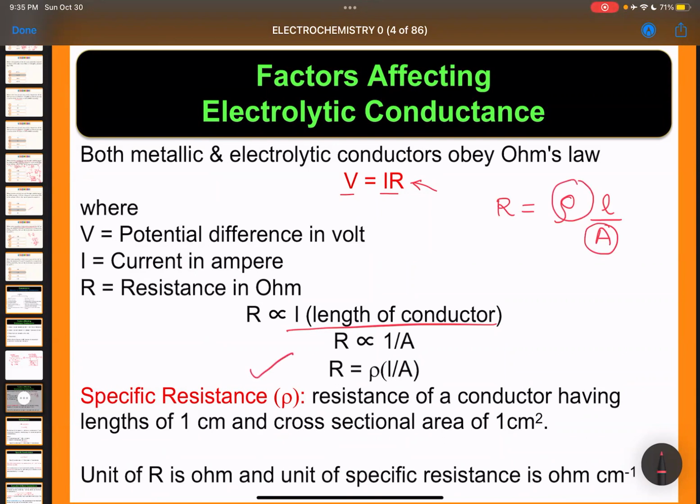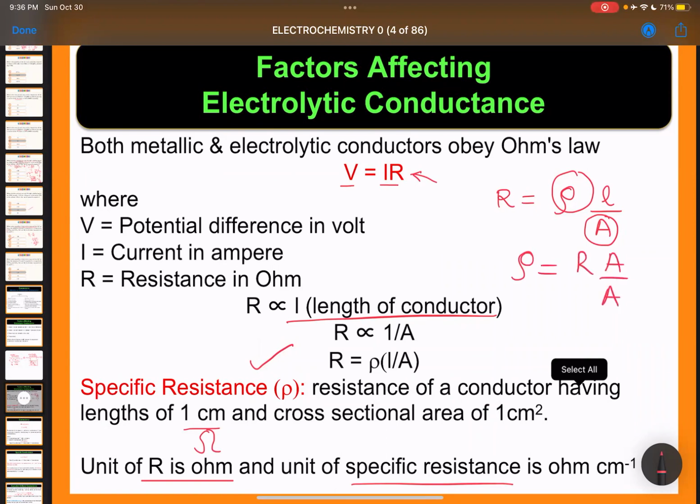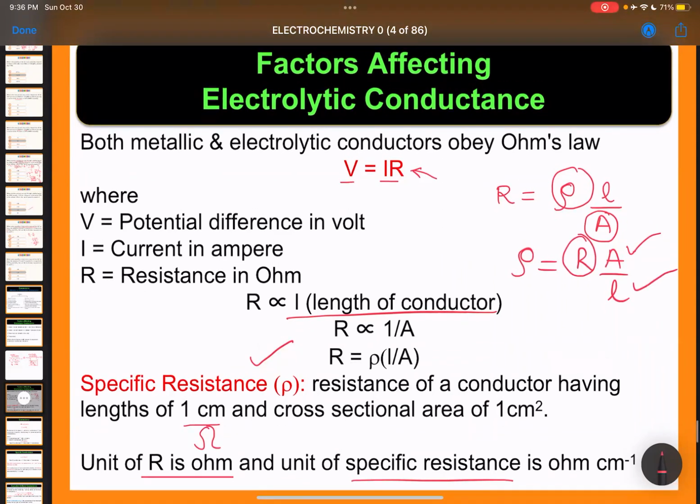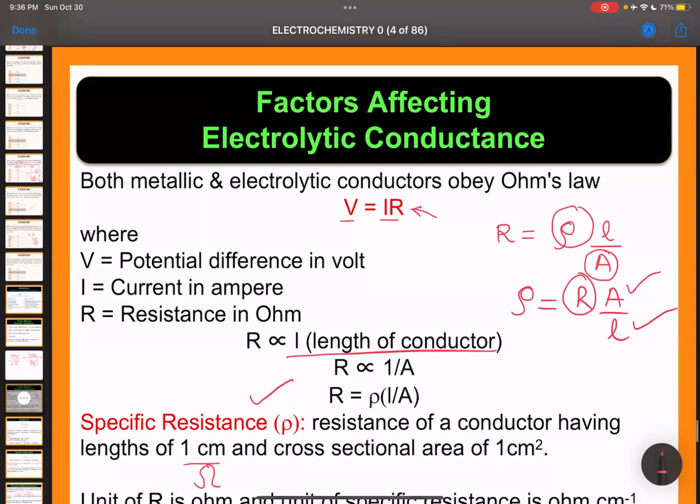It is the resistance of a conductor having 1 centimeter square cross section area, separated by 1 centimeter distance. So that is your resistivity or specific resistance. The unit of R, resistance, is ohm, and for specific resistance you can calculate rho equals R A by L. So it is ohm into meter square upon meter, that is ohm meter. Clear?